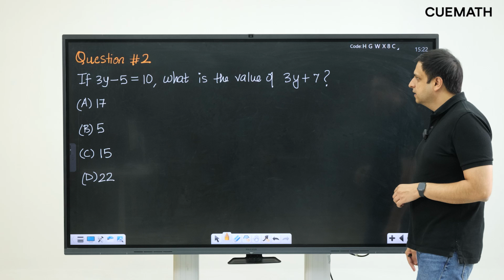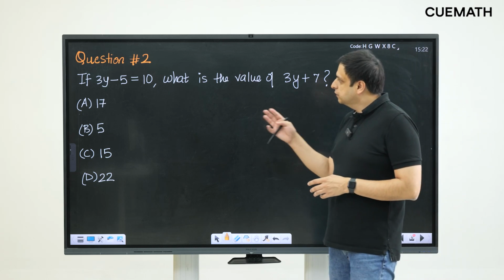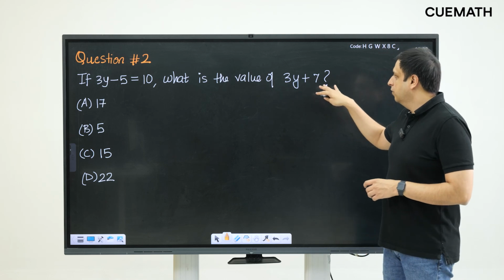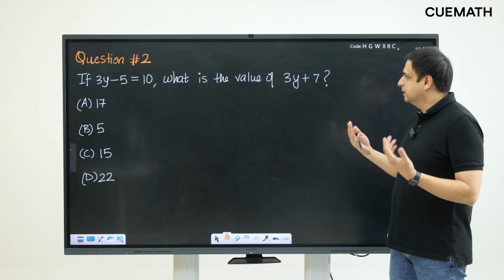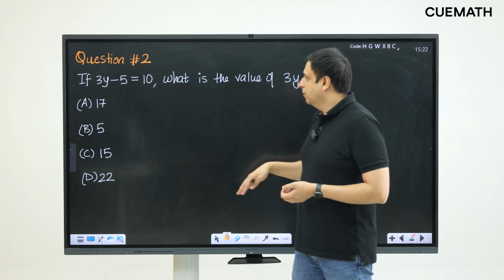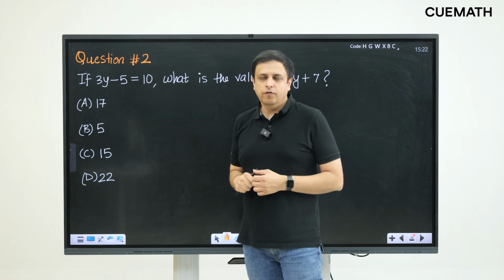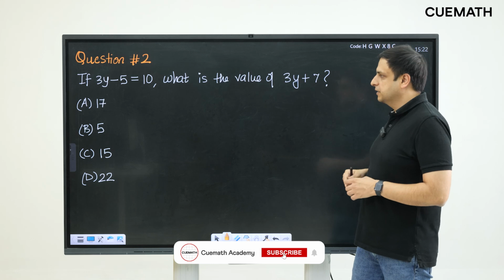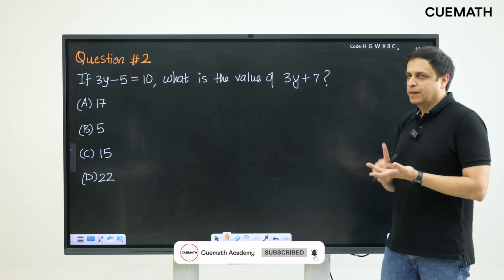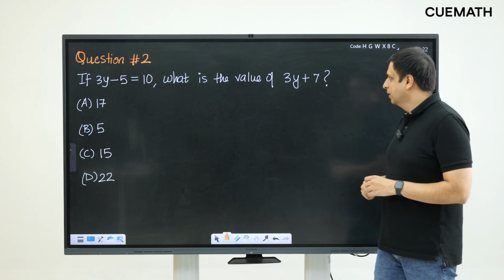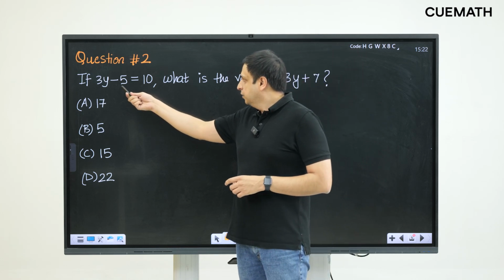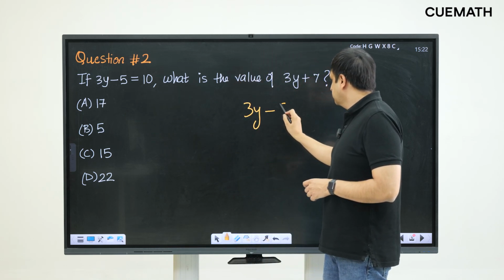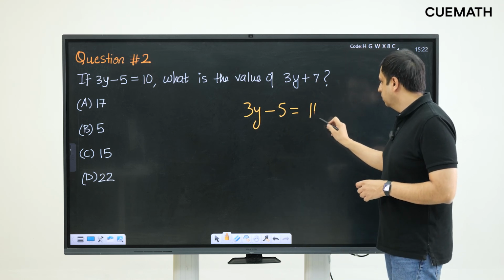Now let's look at this second question, which says if 3y minus 5 is equal to 10, what is the value of 3y plus 7? Once again, typically a student might try to find the value of y from this equation and then substitute that back into this expression to find the value of 3y plus 7. But find only what you need to. What you can notice here is that 3y minus 5 is given to be equal to 10.